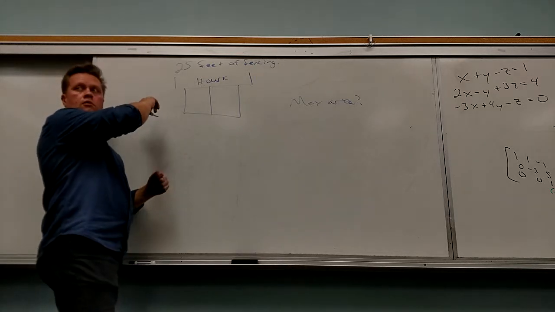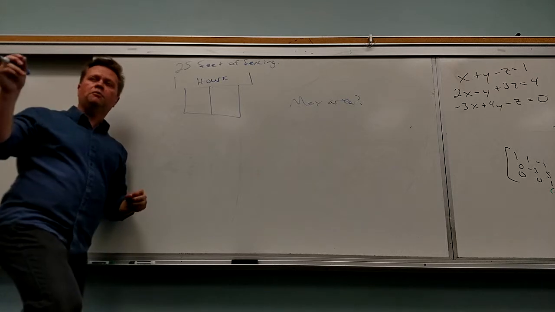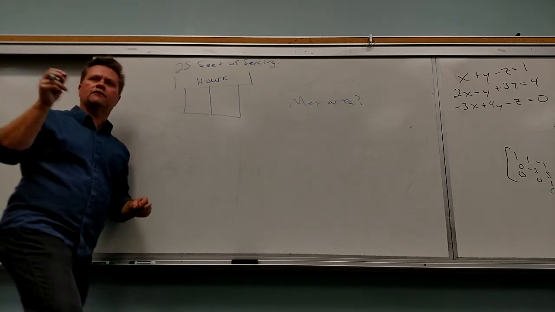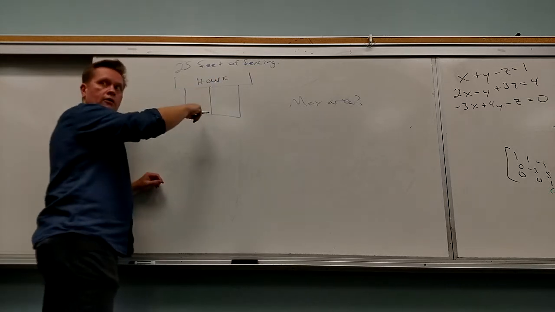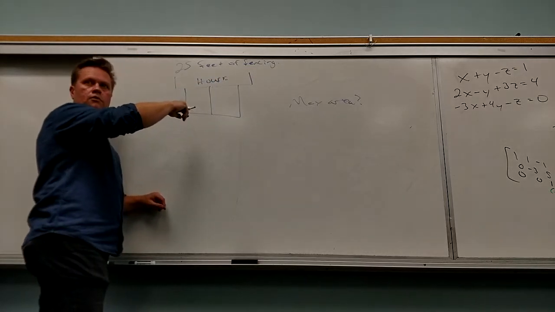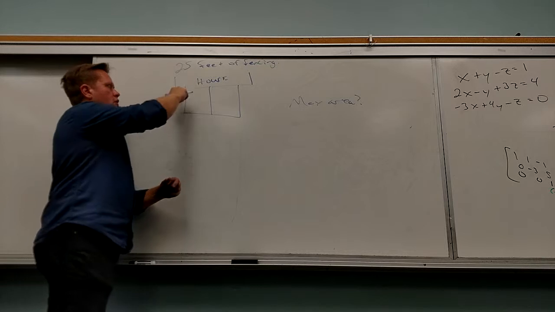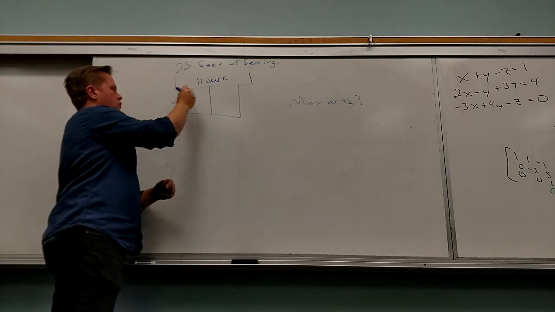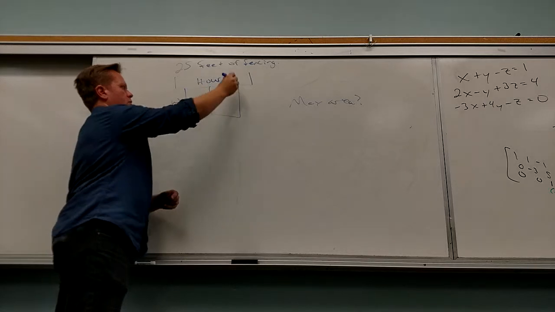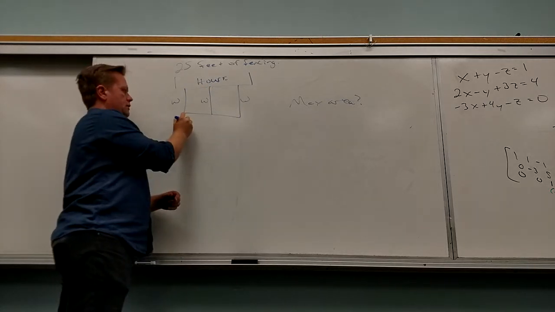So you know the perimeter, right? It's not really perimeter, is it? Because where does a fence have to go? Here, here, here, and here. So how long is this? Call it W, which means this is W. And how long is this?